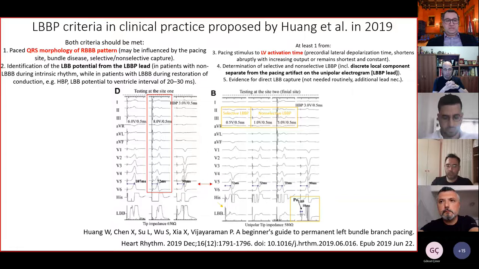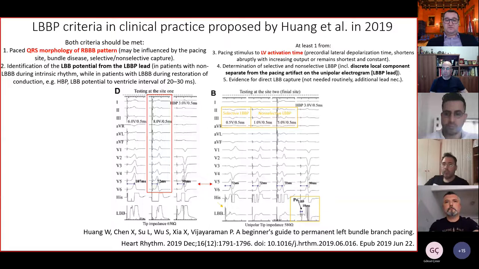Left bundle branch potential from the left bundle branch pacing lead should be identified in patients with non-left bundle branch block during intrinsic rhythm, while in patients with left bundle branch block, it should be identified during restoration of conduction, for example, during His bundle pacing. The left bundle branch potential to ventricle interval is generally 20 to 30 milliseconds. According to Huang et al., at least one of the last three criteria should also be met.